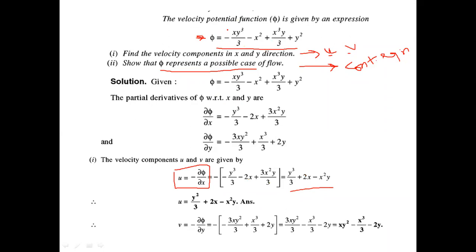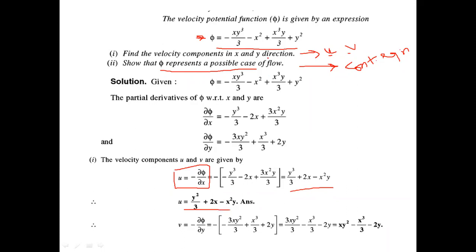See, in the partial derivative of this term, y will be constant here. With respect to x, the partial derivative of x will be 1. Similarly, it has been done here. I'm not going into the derivative, you do it on your own. So the partial derivative of phi gives this value of u.